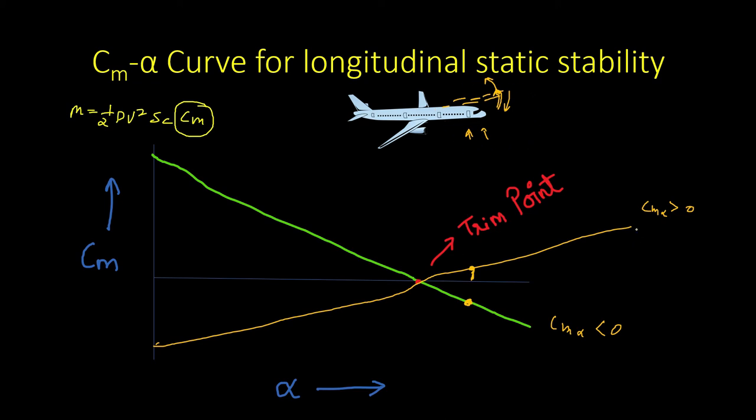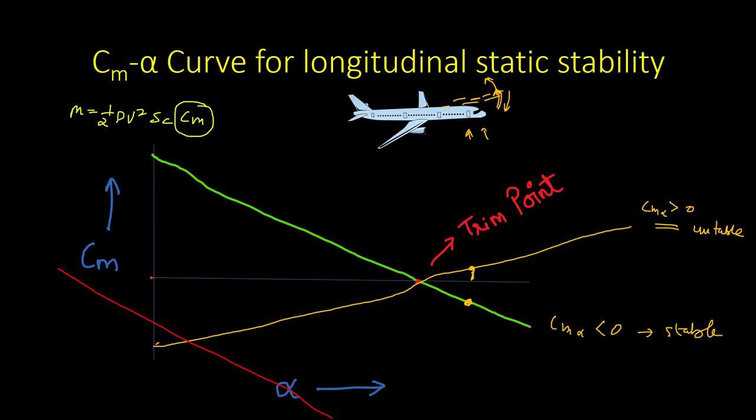So if the Cm alpha curve is positive, we can say that this is an unstable condition, and if Cm alpha curve is negative, we can say this is a stable condition. From this discussion we can conclude that Cm alpha curve for a longitudinal statically stable aircraft should be negative. Now let us consider another case where the Cm alpha curve is something like this. Now this is again a negative Cm alpha curve, as we can say that the slope is negative. So this satisfies the first condition, that Cm alpha curve is negative for this curve also and this curve also.